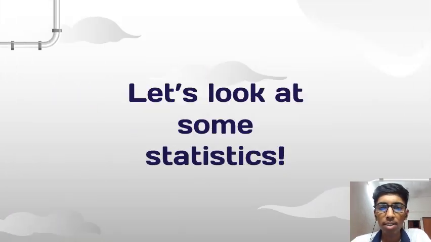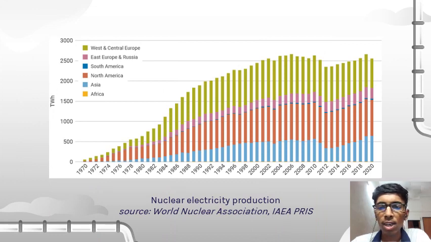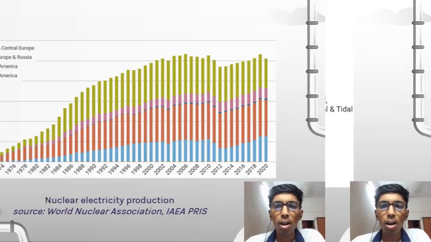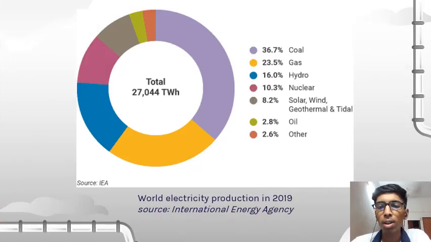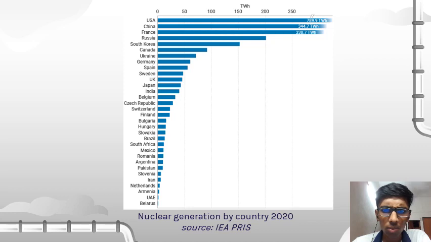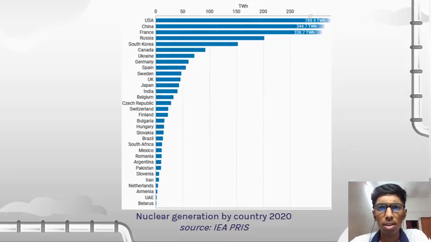Let's look at some statistics. So here is a nuclear production graph. Nuclear electricity production, how much electricity is produced per year. This is the world electricity production in 2019. You can see that nuclear is 10.3% of the total, fourth highest and second highest in terms of low carbon emission. Here is the nuclear generation by countries in 2020. So USA produced the most electricity with nuclear power plants.